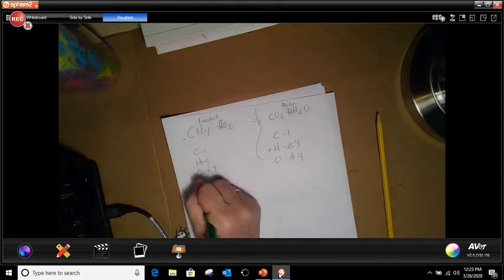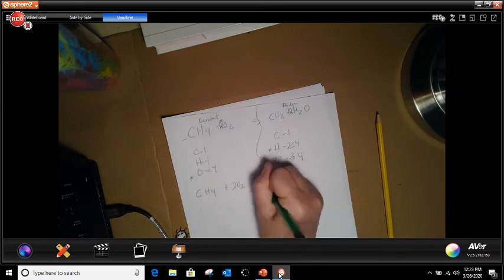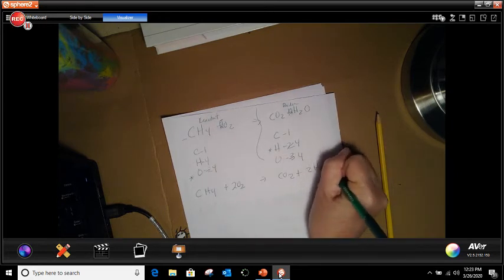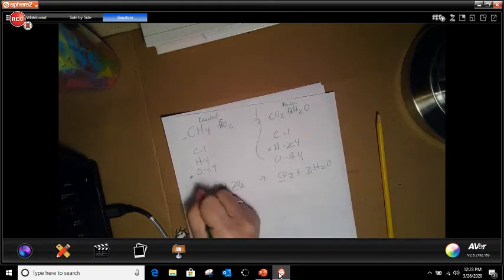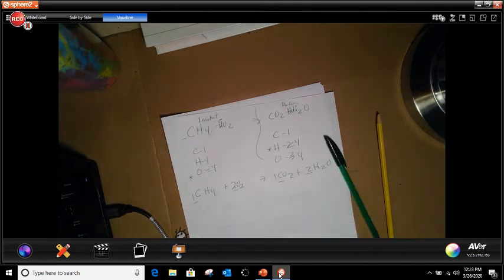So now my formula is CH4 plus 2O2 yields CO2 plus 2H2O. And guess what? I have a balanced equation. All right, so I'm hoping that's going to help on that.